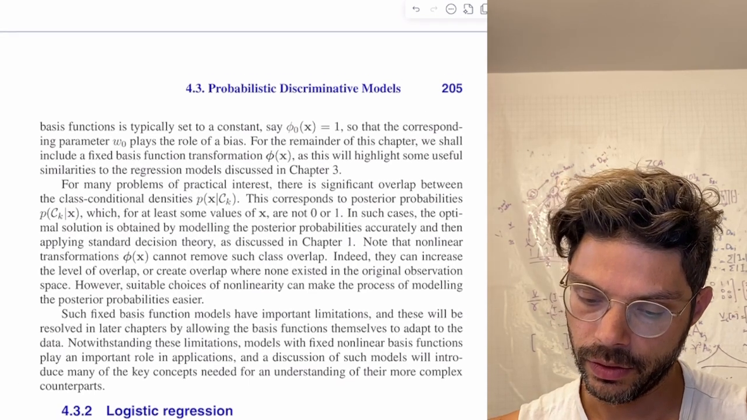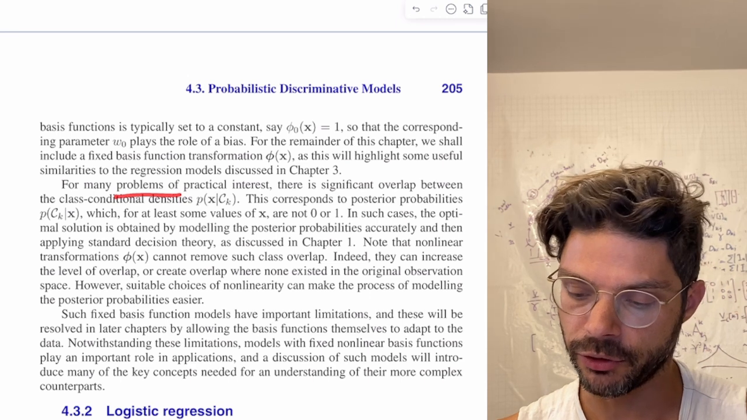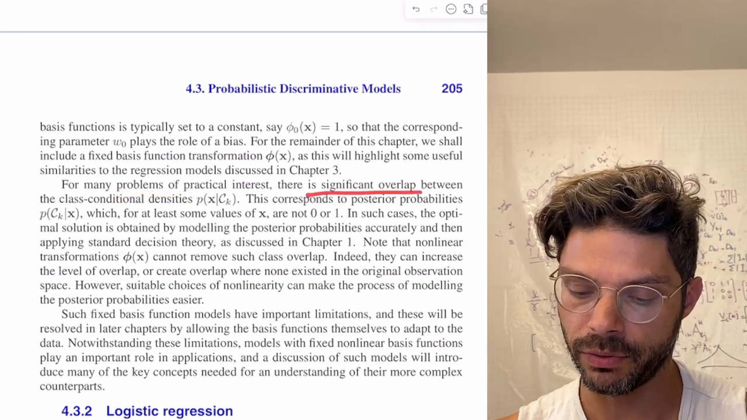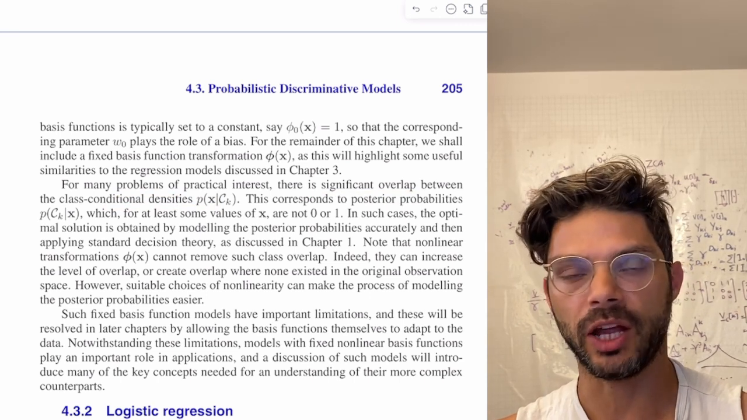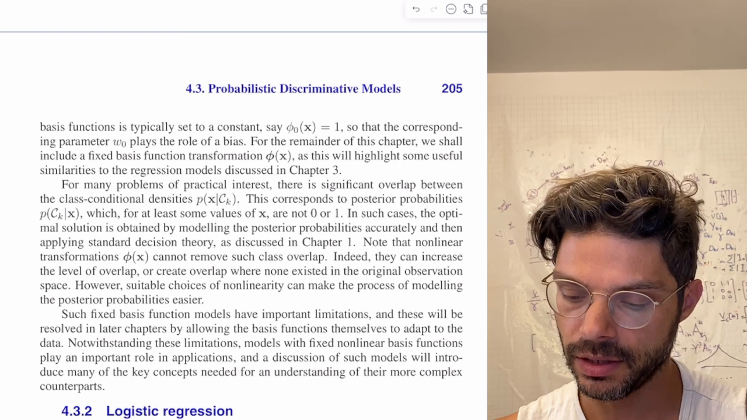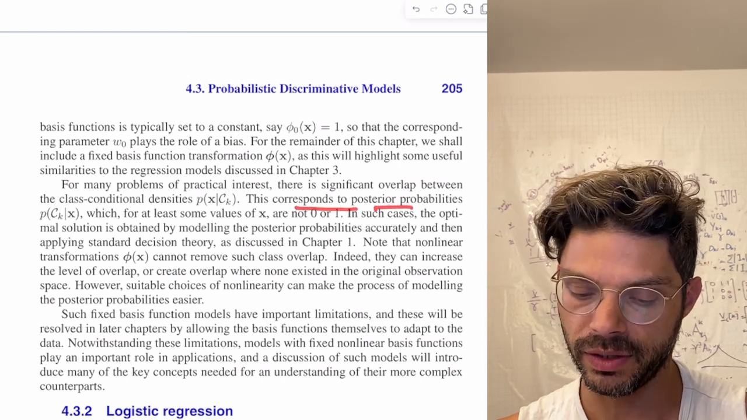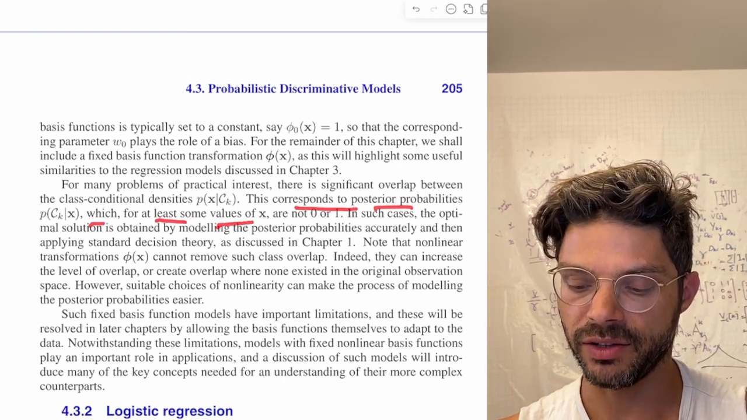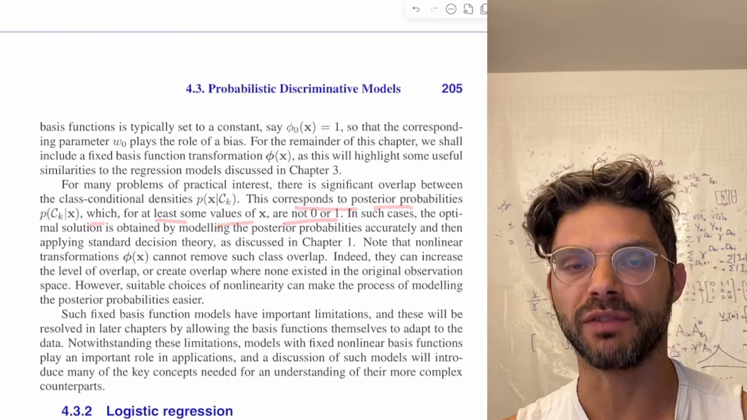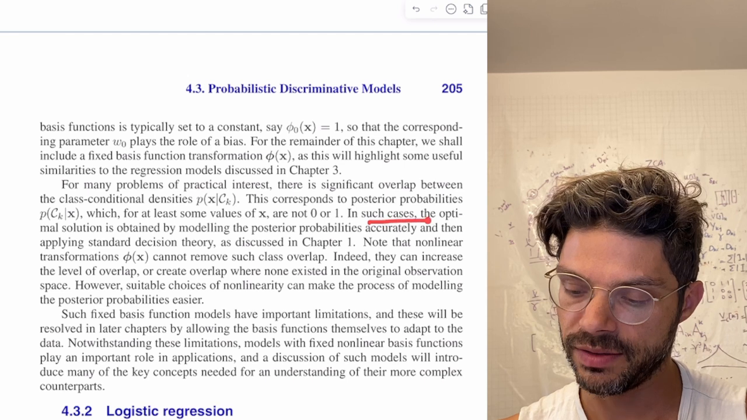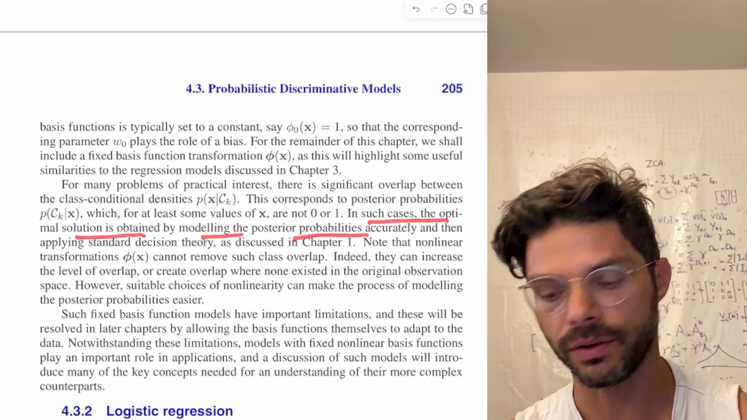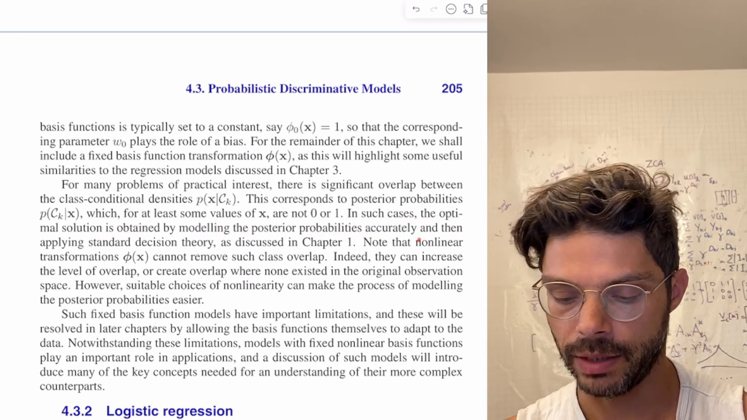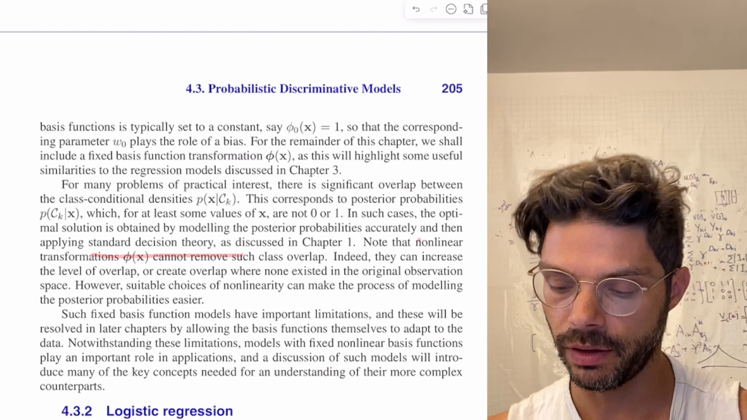Okay, good. For many problems of practical interest, there is significant overlap between the class conditional densities. This means that a particular data point could have come from one class or the other class. This corresponds to posterior probabilities which, for at least some values of x, are not 0 or 1, so it's not for sure one class or the other. In such cases, the optimal solution is obtained by modeling the posterior probabilities accurately and then applying standard decision theory, as we already talked about.